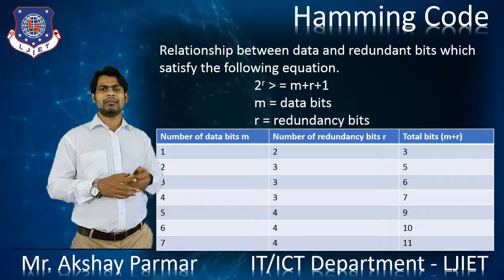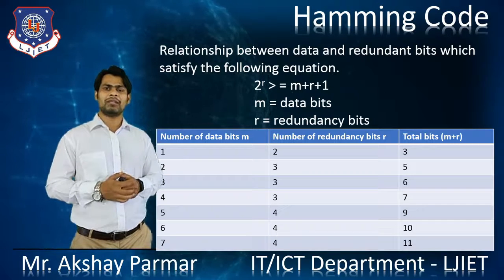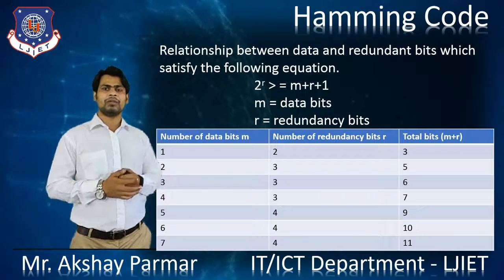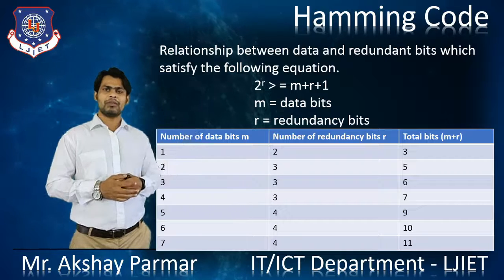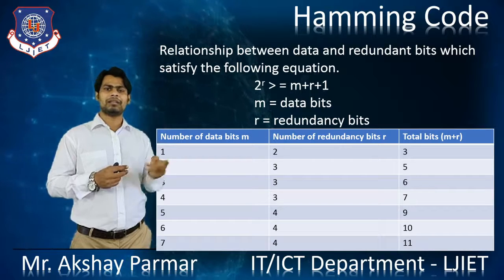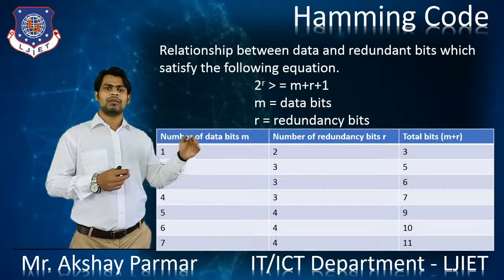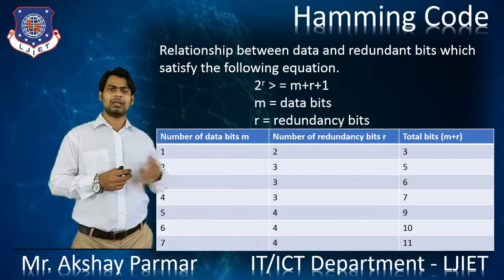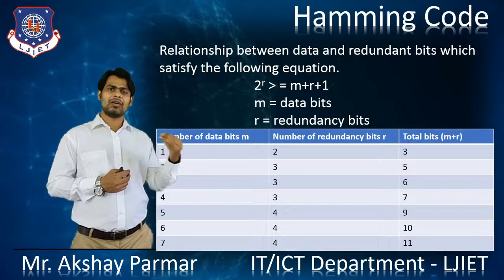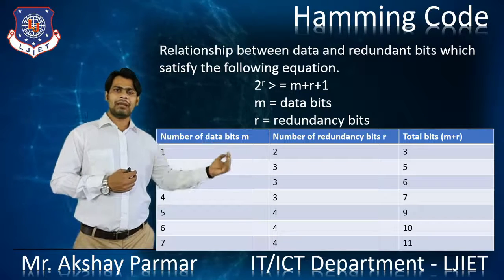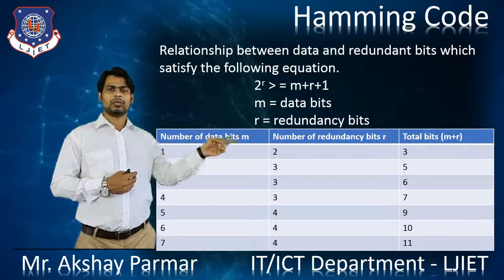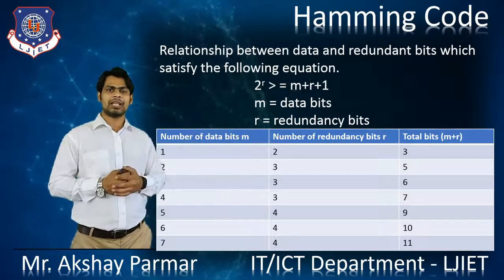So let's see by some example. If our data bits are only 1, 2, 3, 4, 5, 6 and 7 and so on, let's see its relationship. Our number of data bits is 1, so we can apply the redundant bits as 2, right? So 1 plus 2 plus 1 is 4. 2 raised to 2 is 4, so 4 is greater than or equal to m plus r plus 1. So 1 plus 2 is 3, plus 1 is 4, and 2 raised to 2 is also 4, so we are satisfying this equation.